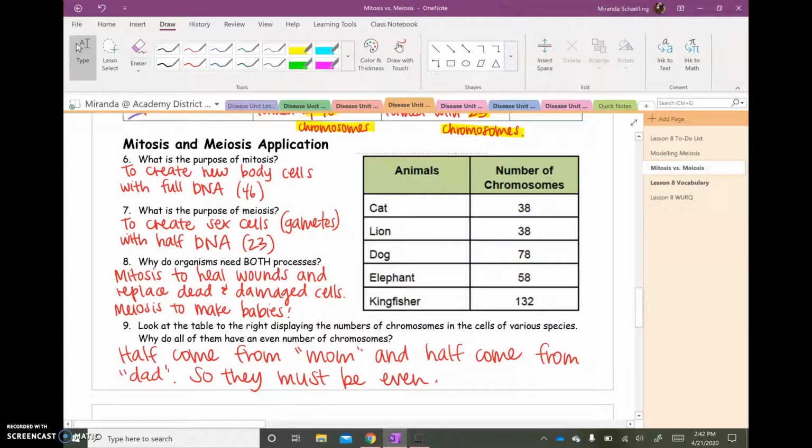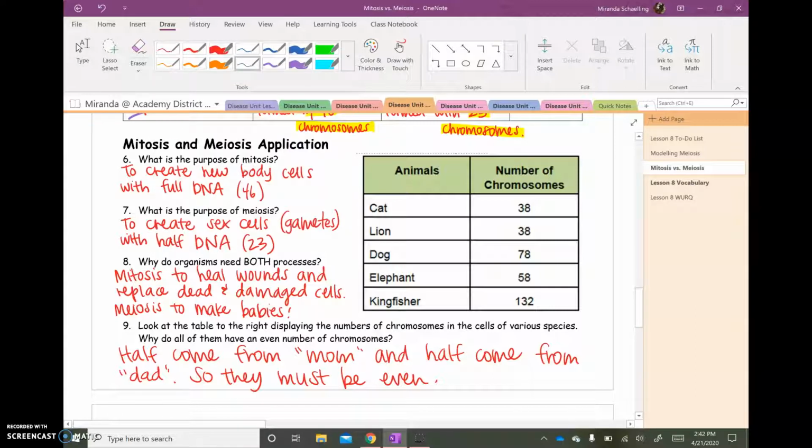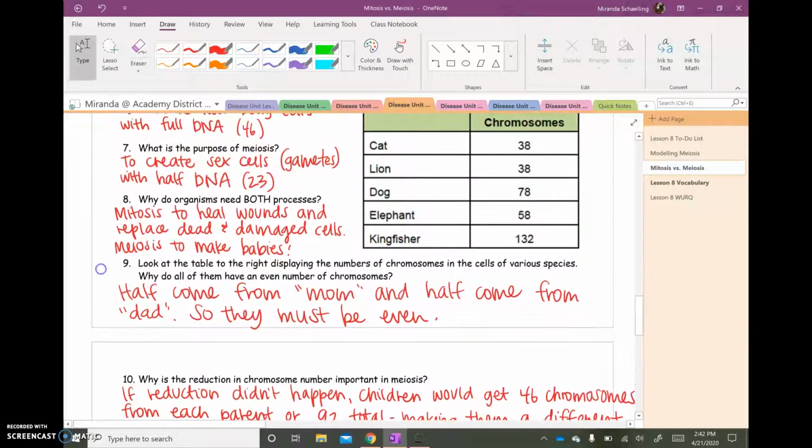All right, then application. Why do we need mitosis? In order to create body cells. Why do we need meiosis? To make sex cells, to make babies. Mitosis we are going to use to heal wounds and replace dead and damaged cells. Meiosis is needed to make babies.